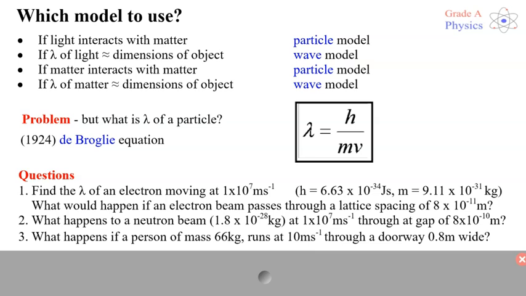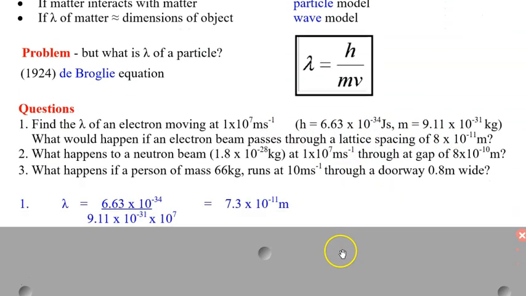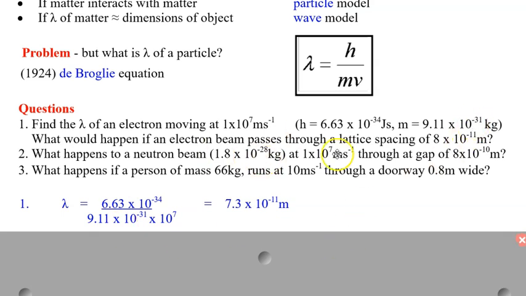So let's have a look at a few examples using the de Broglie formula. There's a few questions here. If you want to pause the video and try these yourself, that might be a good idea. So this first one says find the wavelength of an electron moving at a particular speed. We know the Planck constant, we're given that, and we know the mass of an electron, we're given these in the formula booklet. So if we put these into the de Broglie formula, we get Planck divided by the momentum, and we get this value here, 7.3 × 10^-11.